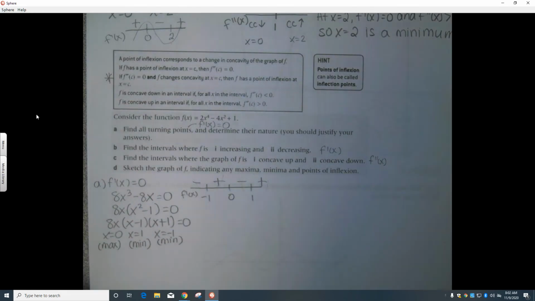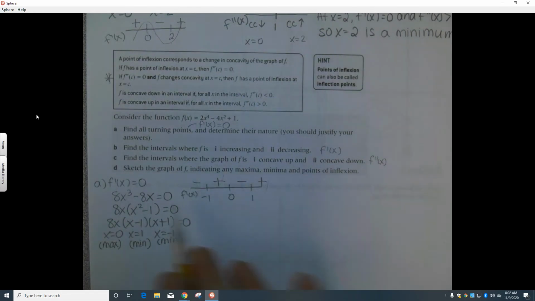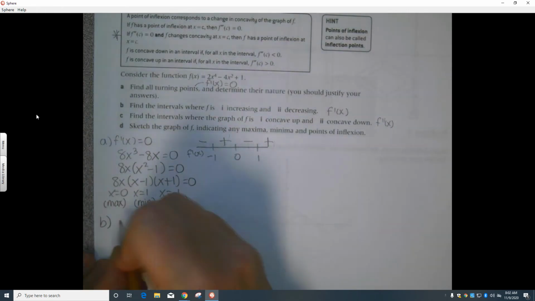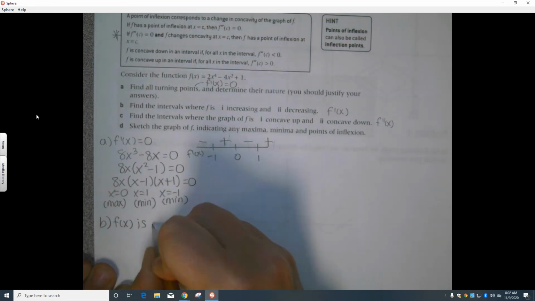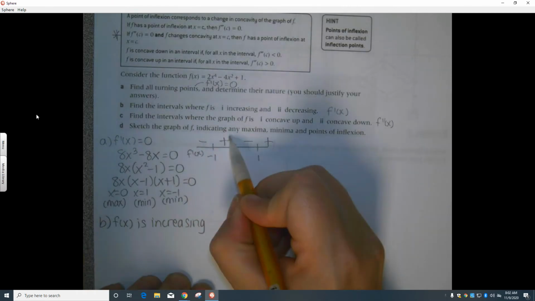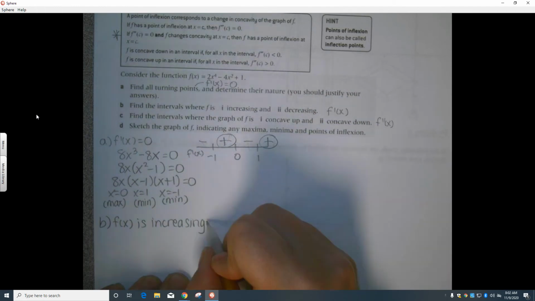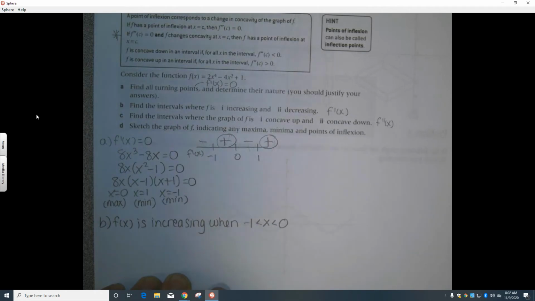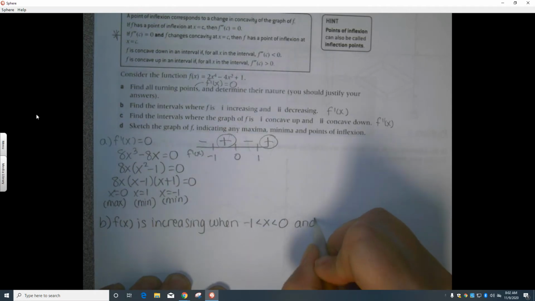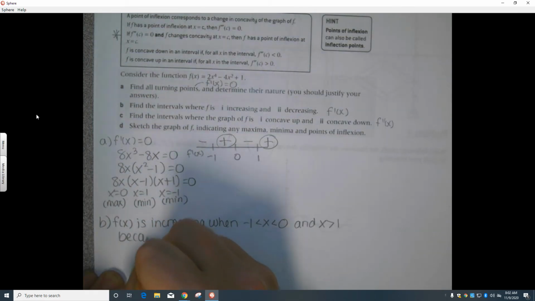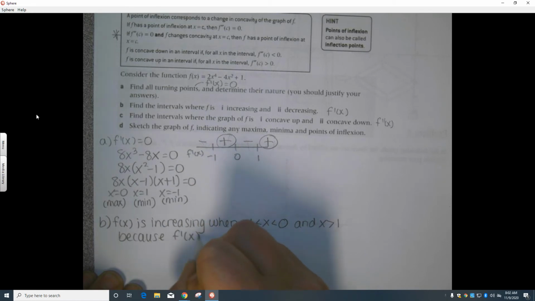Now, part B wants to know where f is increasing and decreasing. I can use this same sign chart to help me out. So I'm going to just write my sentences here. In part B, I'm going to say f of x is increasing, and I want to find these positive intervals. So when x is between -1 and 0 and x is greater than 1. And we're going to say that's because f prime of x was positive.